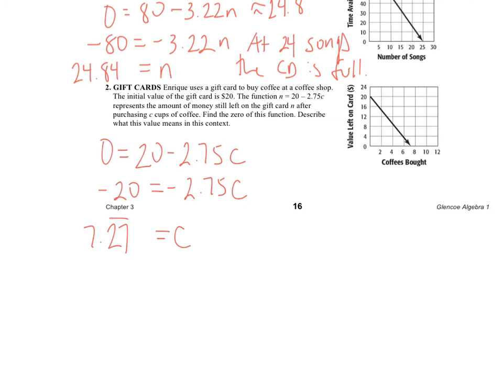So find the 0 of the function. Well, there's your 0 right there. 7.27 repeating is our 0. Describe what this means in context. Again, think about what we had. We had some amount of money on a gift card, $20. And we know the amount goes down every time by $2.75 for each cup of coffee that he gets. So after 7.27, we don't have any more money left on our card.